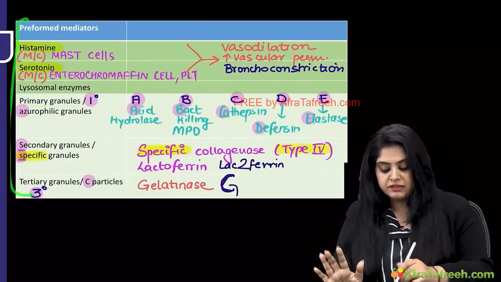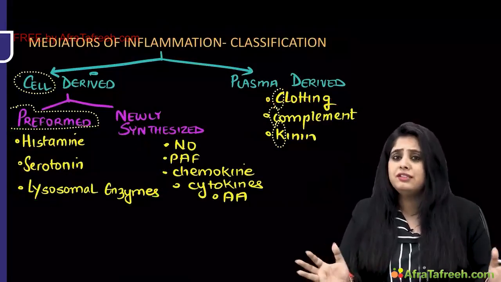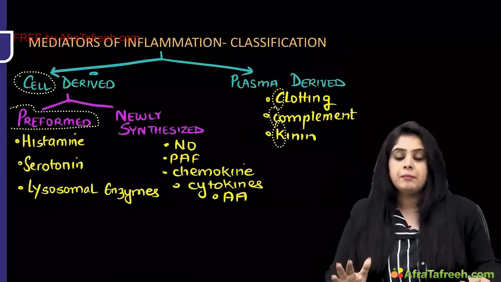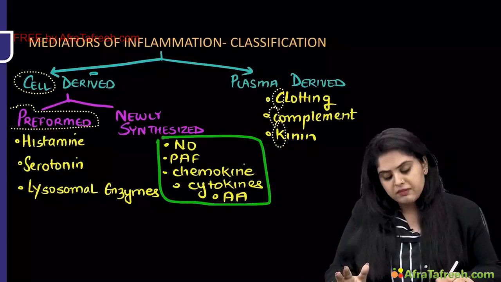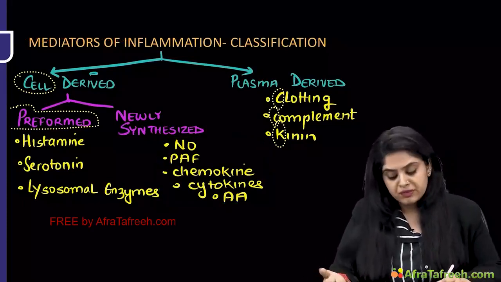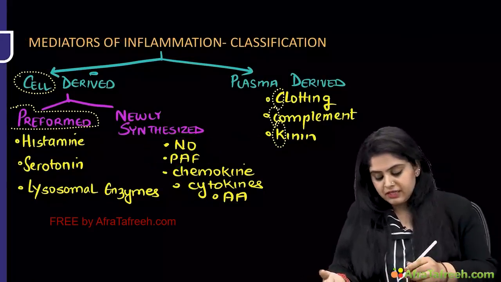So your preformed mediators are done. Imagine, histamine, serotonin and lysosomal enzymes are finished. How simple, how easy and concise it has become. But now you will ask me, what about the others? So let's get going, let's go to this family. We'll make 2-3 tables and simplify this also. Let's start with the newly synthesized mediators: nitric oxide and platelet activating factor.